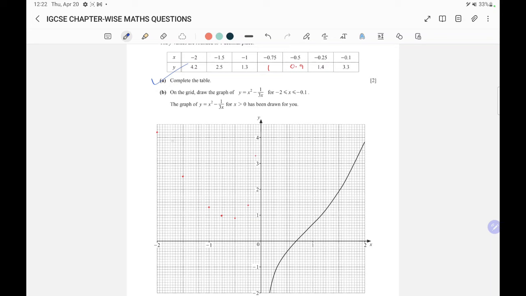use x and y. So when x is minus 2, y is 4.2. When x is minus 1.5, y is 2.5. When x is minus 1, y is 1.3. Then minus 0.75, y is 1. Then minus 0.5, y is 0.9. Then minus 0.25, y is 1.4. And when x is minus 0.1, y is 3.3. So I have to join these red dots. Okay, so let me join this by a smooth curve. So here, and it will go up like that. It should be more smooth.